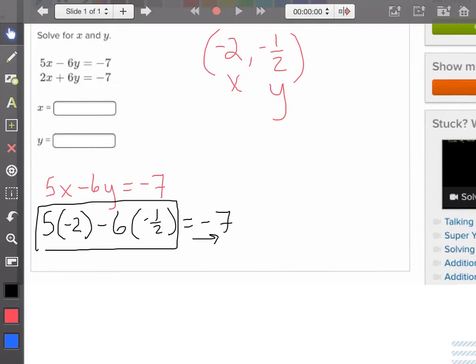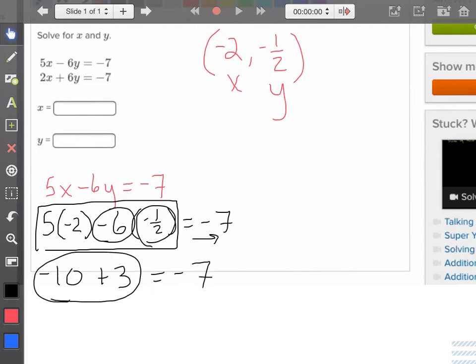5 times negative 2 is negative 10. And negative 6 times negative 1/2. Anytime you multiply by negative 1/2, you're saying, what is half? So what is half of 6? 3. And so the negative times the negative is a positive 3. Now my question is, is negative 10 plus 3 equal to negative 7? It is. So you got it right.